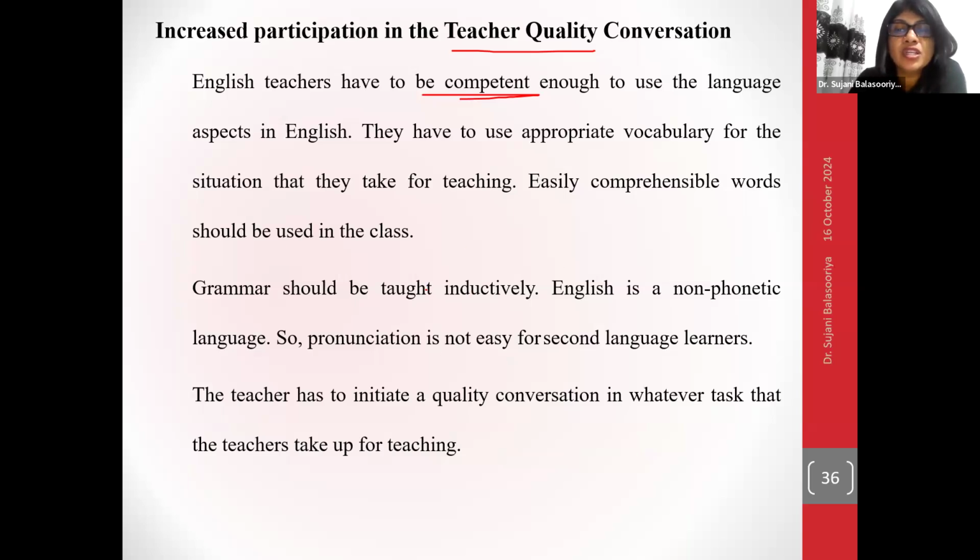Grammar. English is a non-phonic language, so pronunciation is not easy for second language learners. Non-phonic means English is not a phonetic language. That means we do not pronounce according to the spellings all the time. There are phonetic words, which means spellings are organized according to the pronunciation. So even if you can't remember the spellings of some words, by pronouncing the word, you can arrange the letters in a word.